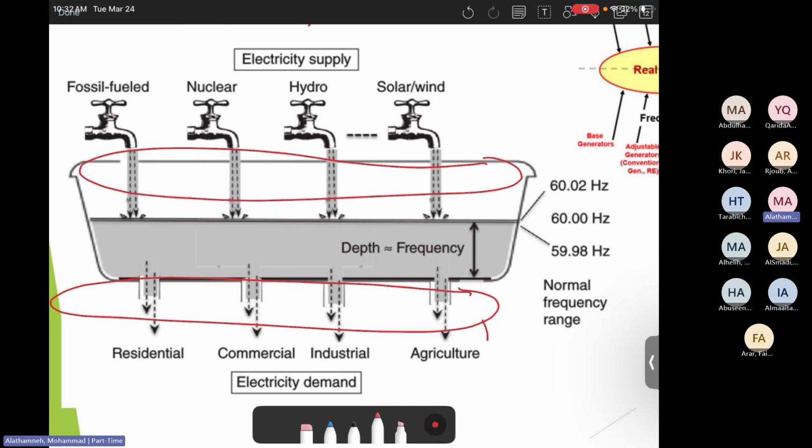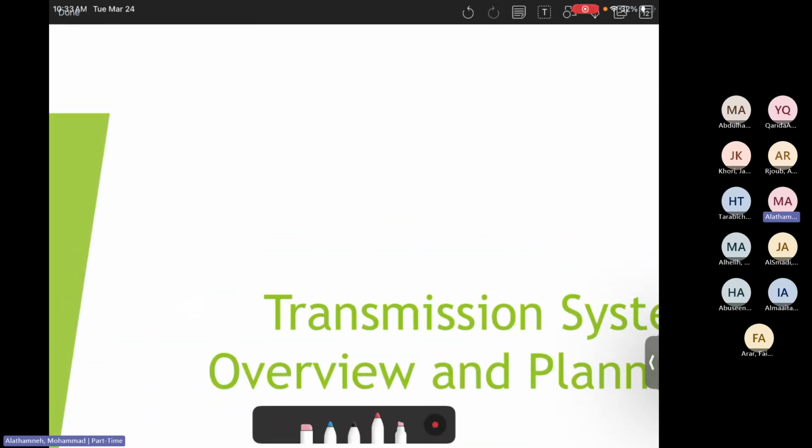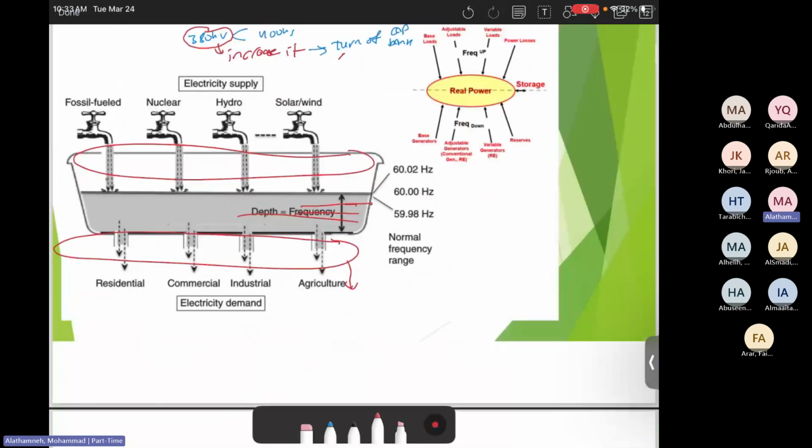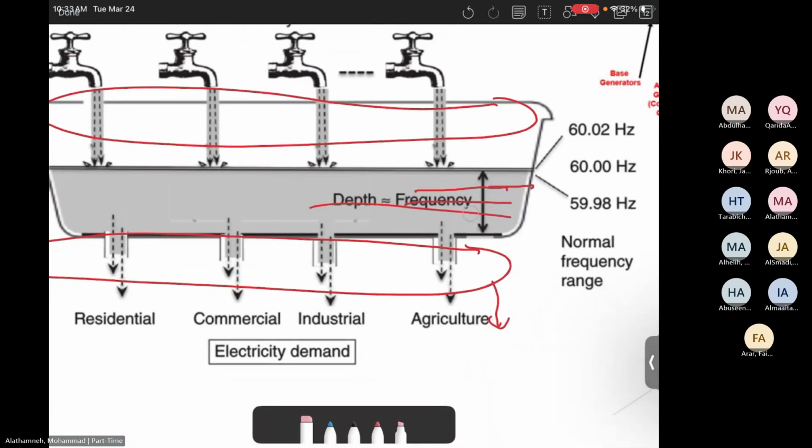If there is extra load, what will happen to the depth for a constant electrical water supply? It will go down, it will be reduced. The depth will be reduced if there is extra load. If there is extra generation, what's happening?